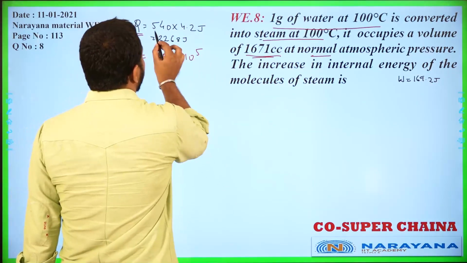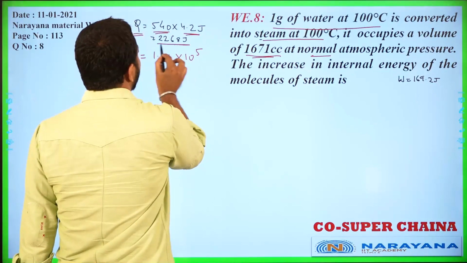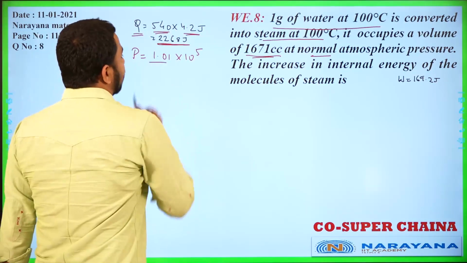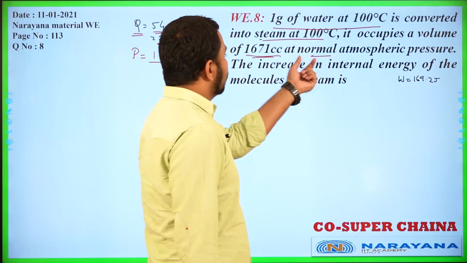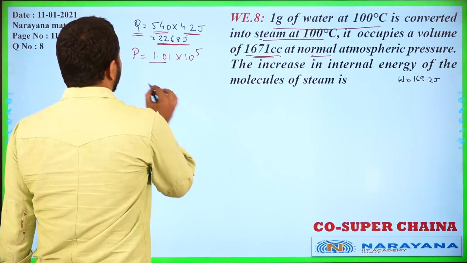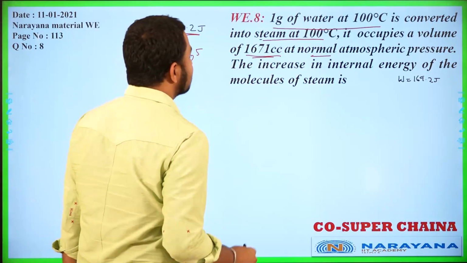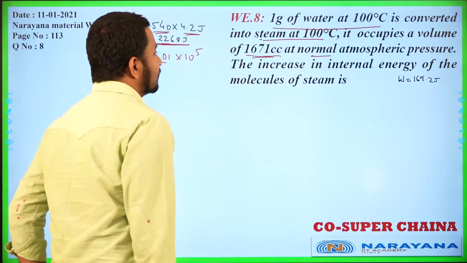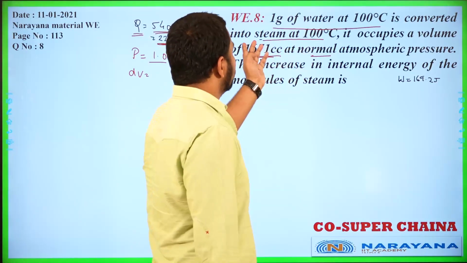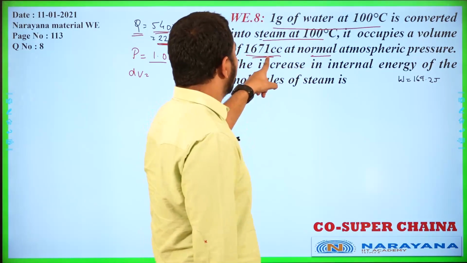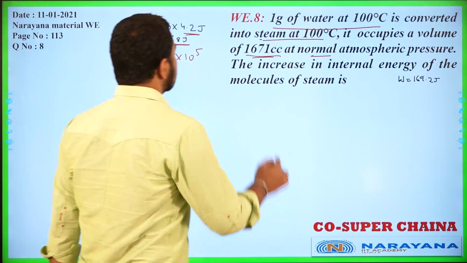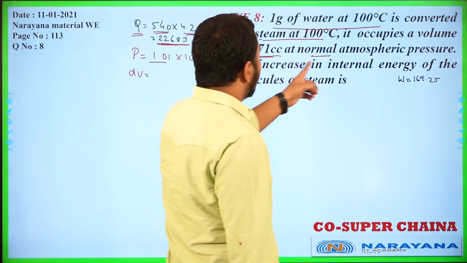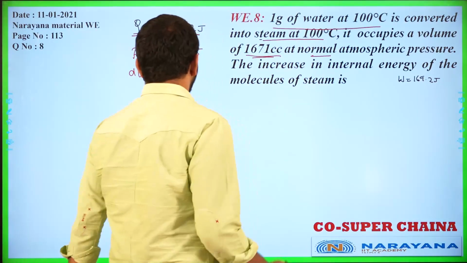Q value here is 540 into 4.2 joule. We will get Q as 2268. P we already have, and delta V will change here. Delta V is given as 1671 cc. 1 gram of water is converted into steam at 100 degrees Celsius, and it occupies a volume of 1671 cc. This volume is in centimeter cube, so it will be 10 to the power minus 6, at a normal atmospheric pressure. The increase in the internal energy you have to find.